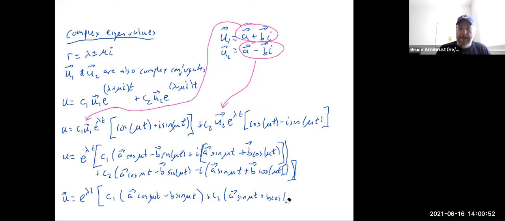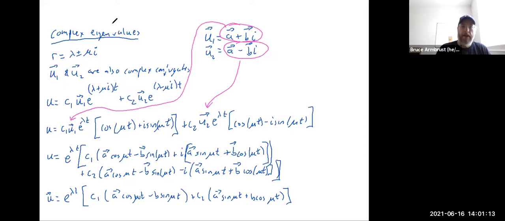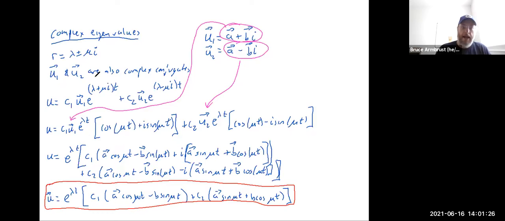Like I said, these C1 and C2 are now different; they're actually related to the others. But anyway, from Euler's formula and a little bit of algebra, we get here. This is what you want to box. Put your box around this, and this is how we're going to form our solutions.